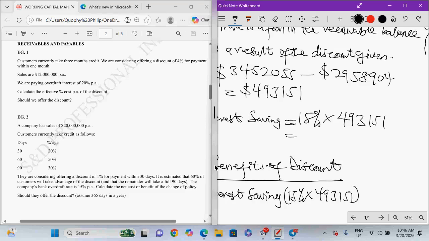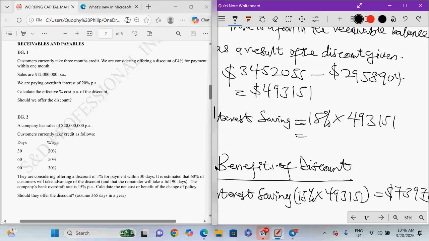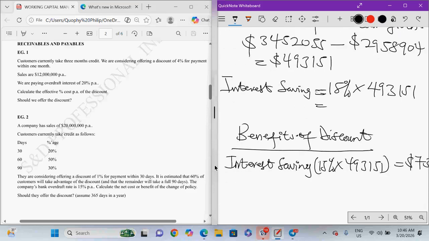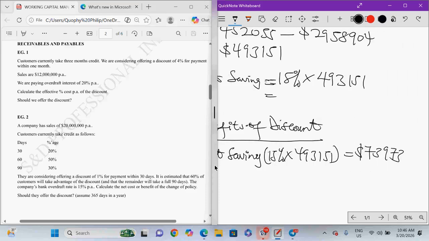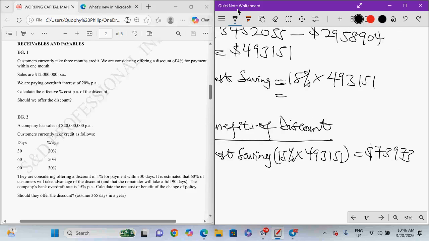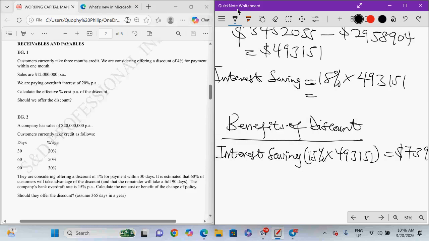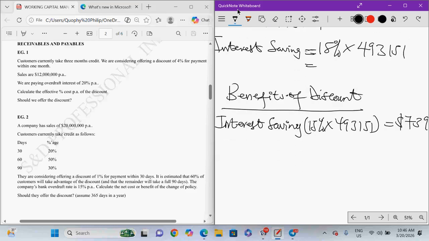Seven, 73972. 7397 what? 3. Right? 2 points, 2 point what? 65. 2.65. And then if you want it to be 3. Right. So now, from this, it means this is the only benefit you get from giving the discount.